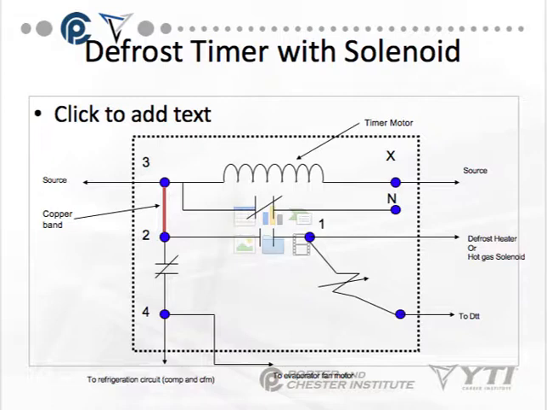We now have 3 and X. So again, be careful about that X terminal. It is not always your clutch solenoid.